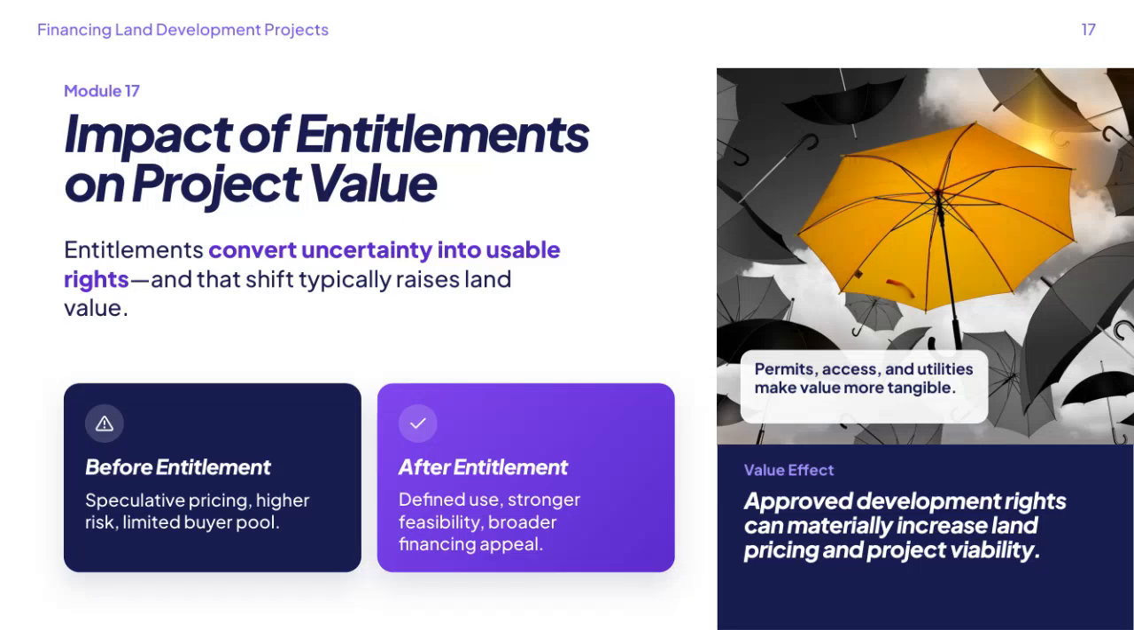In this module, we're focusing on the impact of entitlements on project value. Essentially, entitlements, including permits, access rights, and utilities, transform potential uncertainty into concrete, usable rights. This transformation is crucial because it makes the land's value more tangible and predictable. Before entitlements are in place, land is often priced speculatively, which means higher risk for buyers and a more limited pool of potential investors. Once you have approved development rights, however, that risk drops significantly.